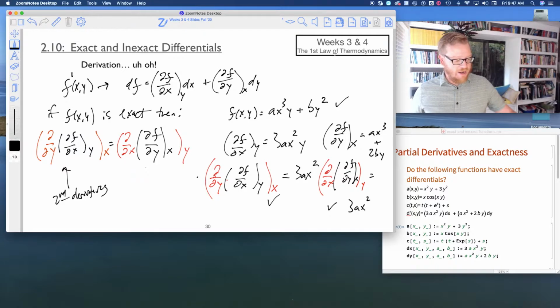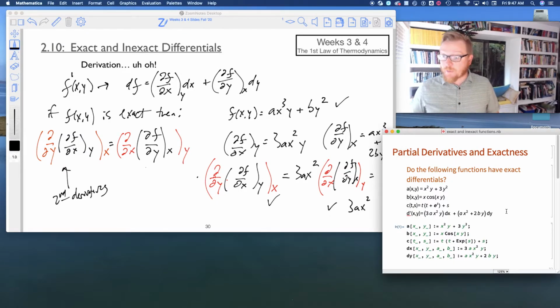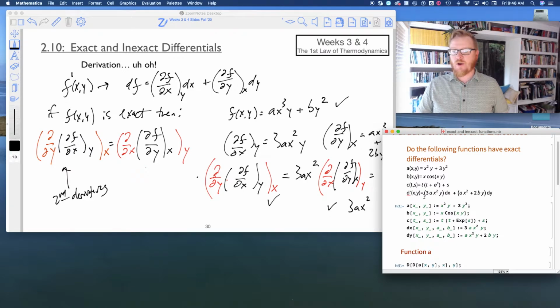So then now what I got up here is a little Mathematica file, okay? And I just put together several examples here to show, do the following functions have exact differentials? So here are these four functions, a, b, and c. A, b, and c are all just the functions, but you notice I gave you a differential expression for function d, okay? So let's look at how this all goes. So when I'm defining my function a in Mathematica, I can define it just like that. Same with b, and same with c.